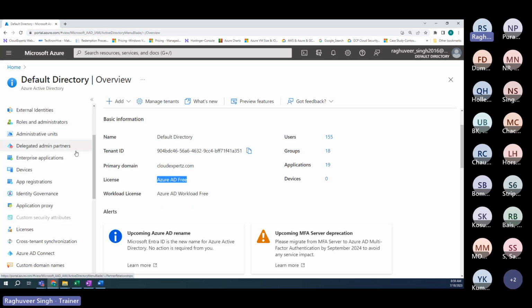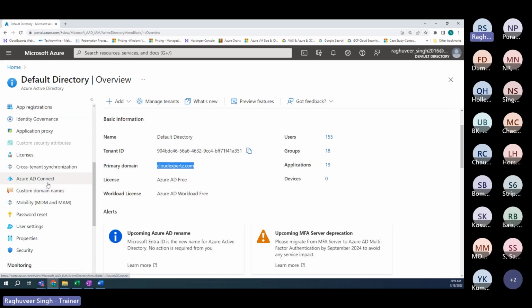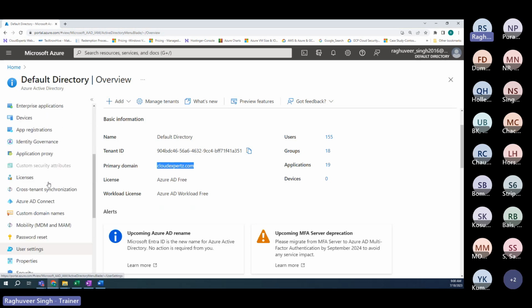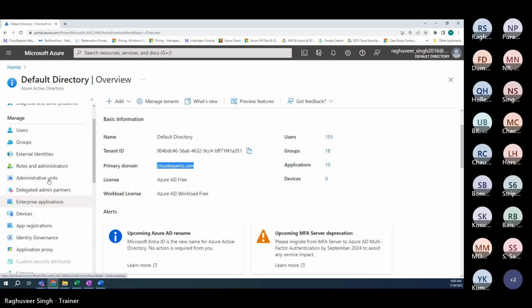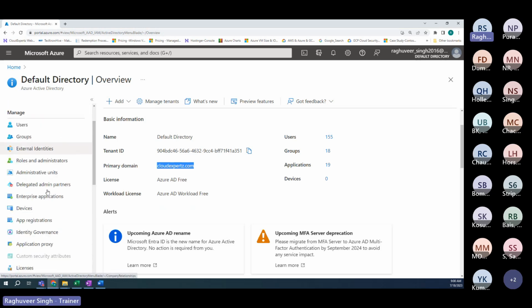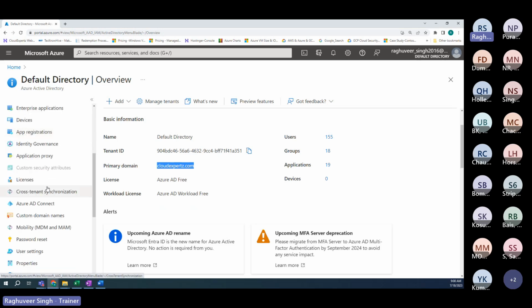Now over here you will see that it says that my primary domain is cloudexpert.com. So I own this domain. What happens when you sign up with Microsoft Azure as an individual? You may not have a domain, and without a domain, you may not be able to configure a couple of services. So what Microsoft does, Microsoft gives you a custom domain, its own domain. In on-premises, that domain is contoso.com that you can use.